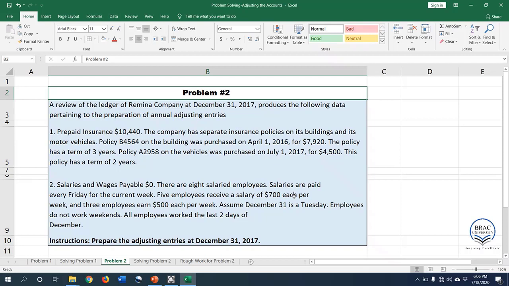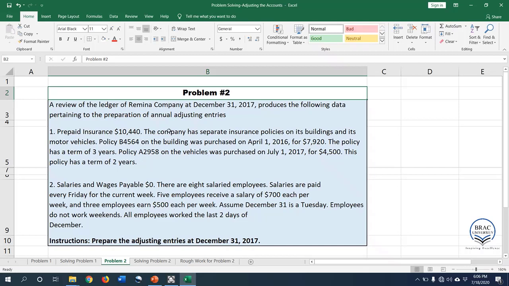Identifying the debit account and credit account is not the challenge because you already know that. So what makes adjusting entries more challenging is the calculation of the right adjusting entry amount. So that's what we will try to understand from solving this problem. Okay, so this is our problem number 2.